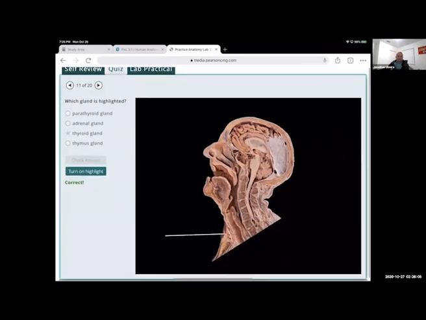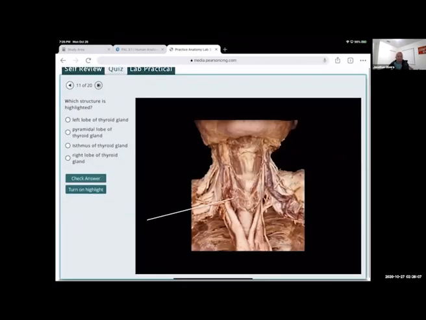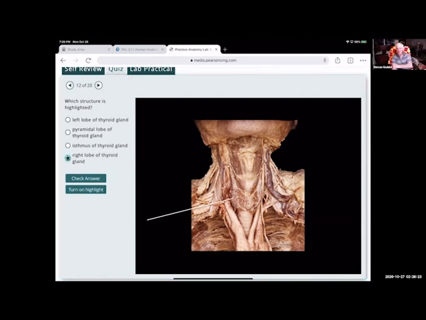Make it a little bit smaller. There we go. And they do like the thyroid gland. Right lobe of the thyroid gland. Or is that the pyramidal? No, the pyramidal, that sits above. The pyramidal would be right.